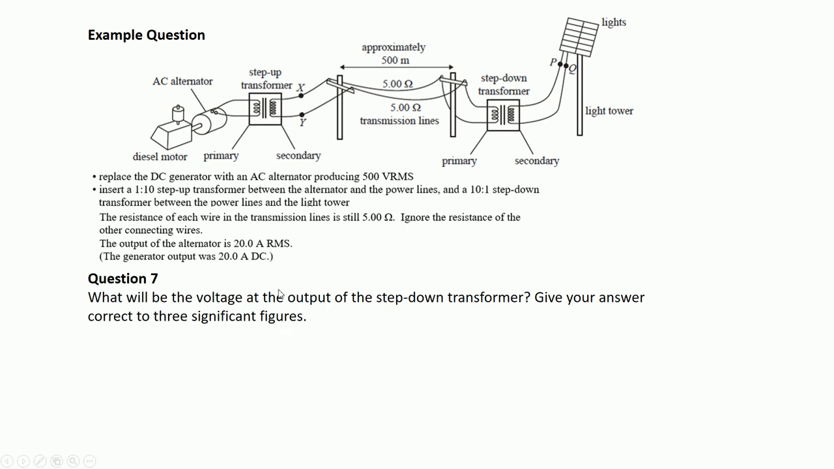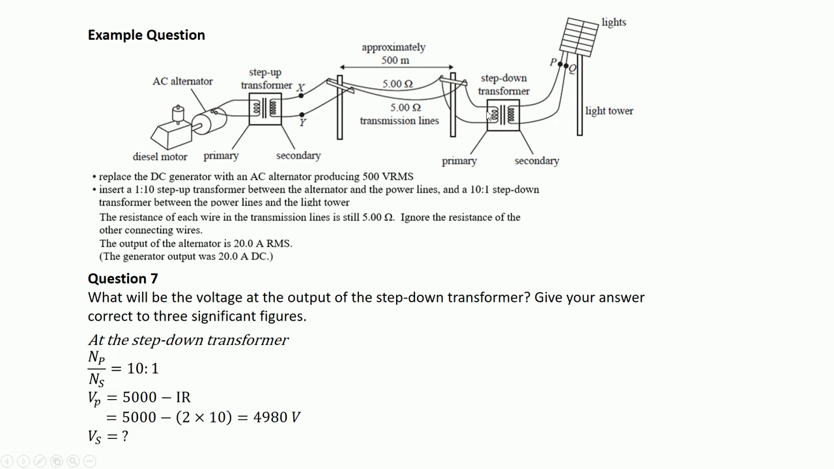Finally, what will be the voltage at the output of the step-down transformer? That means up here at the output getting to PQ. Remember last time? Of the 500 volts, we only had 300 remaining because 200 was lost. Let's now have a look at what effect these transformers have. At the step-down transformer, we see the number of turns in the primary to secondary is a 10 to 1. It's stepping down by a factor of 10.